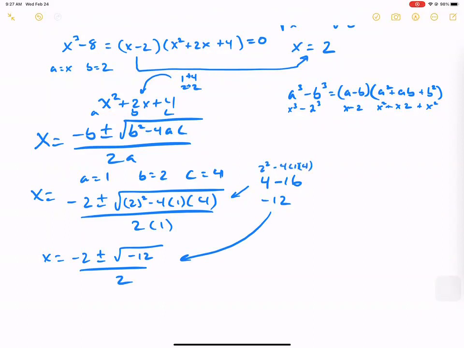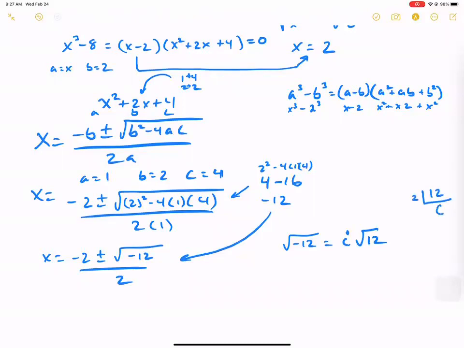Now we have to figure out the square root here. The square root of negative 12, I'm going to take my time here. The square root of negative 12 is i square root of 12, because I want to get rid of that negative first. And then the square root of 12 is, if you don't know, I'm going to do a little box method here. Upside down division.